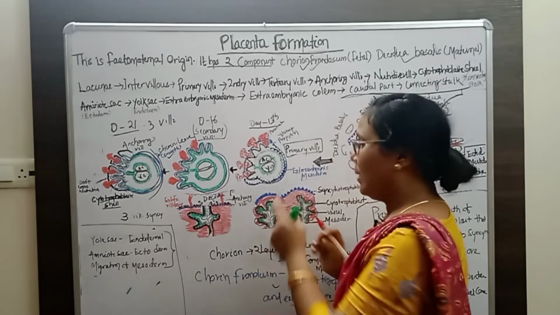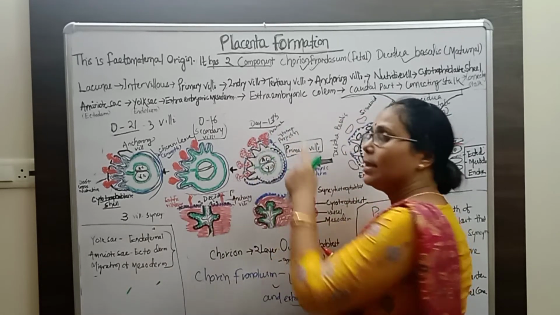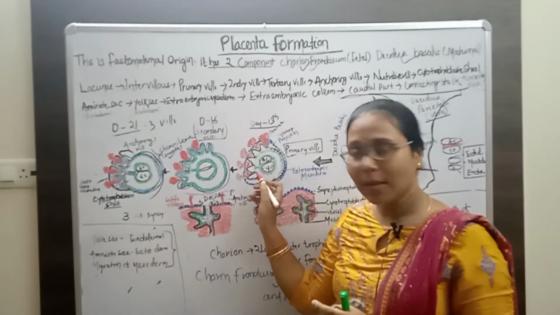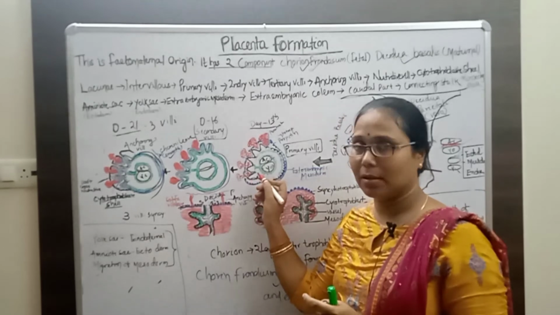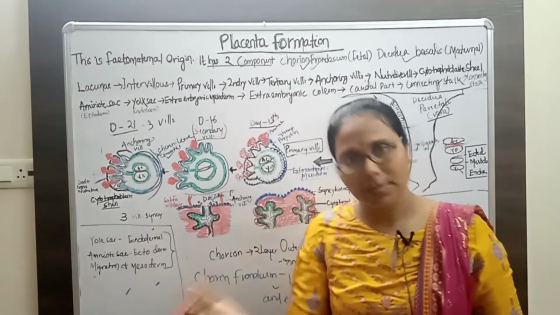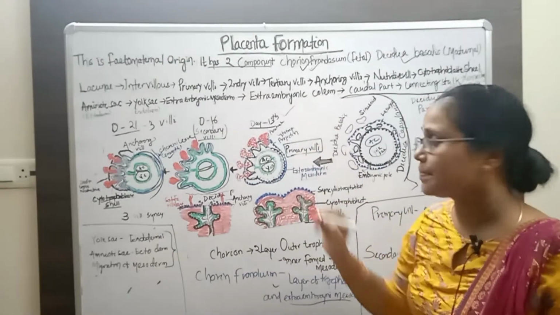At this time, the primary villi are developed, on day 13. In the outer syncytiotrophoblast, in between the lacunar spaces, finger-like projections develop from the cytotrophoblast. That is day 13.